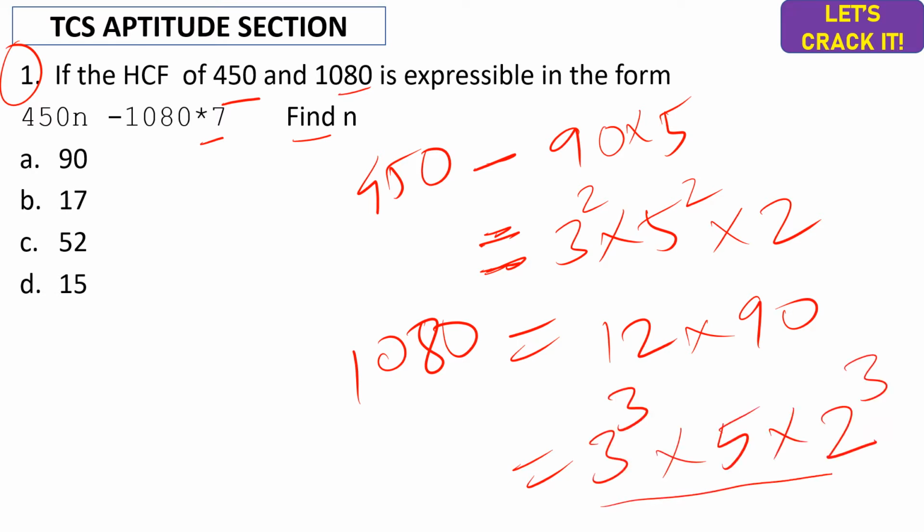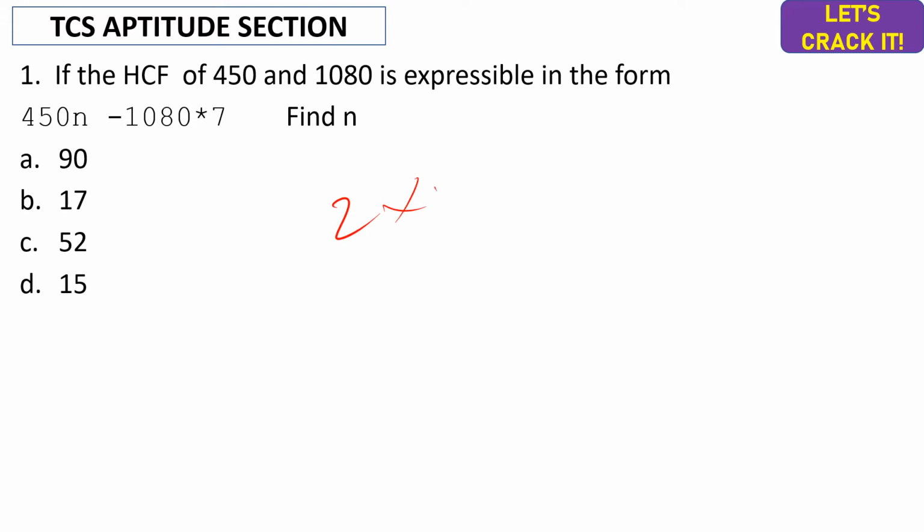Now we know the prime factor representations, and the HCF is the product of the common powers: 2 power 1, 3 square (between 3 square and 3 cube), and 5 power 1. So the HCF is 2 into 3 square into 5. What will be the answer? 5 into 2 is 10, 10 nines are 90. 90 is the HCF. This is not the answer.